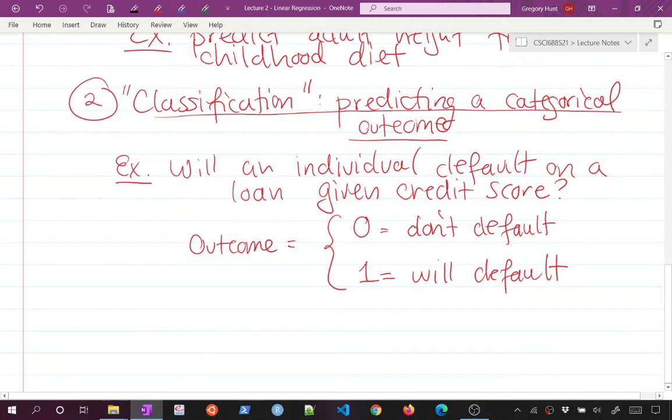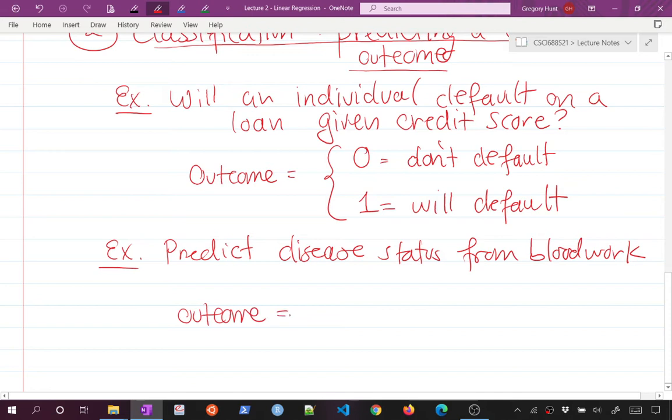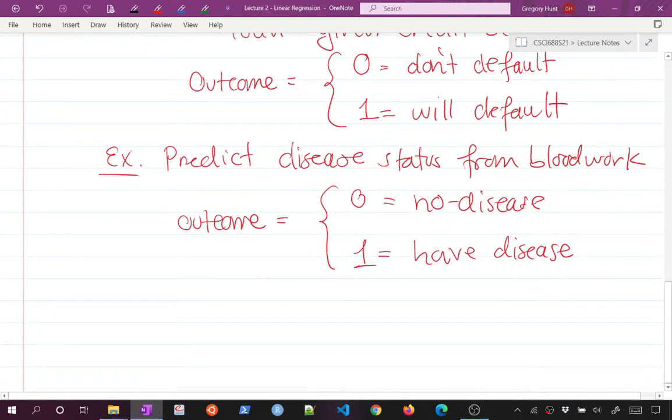So another example, maybe from healthcare, would be to predict disease status from blood work. Again, my outcome, y, that I want to predict, you could encode as a binary random variable: 0, maybe no disease, and 1 being they have whatever the disease is that you're looking at. This kind of pathology is something people are working pretty hard on, for example in radiology, not blood chemistry but images, to get artificial intelligence working as well as humans. So both of these examples of supervised classification problems have binary outcomes.